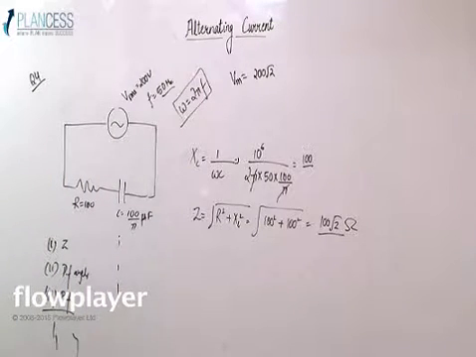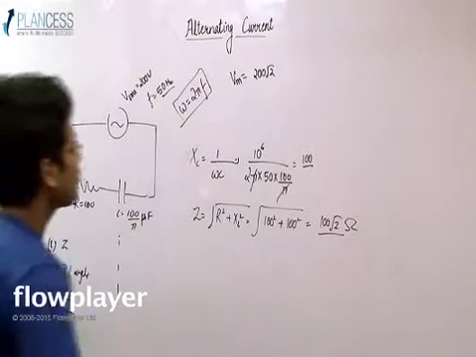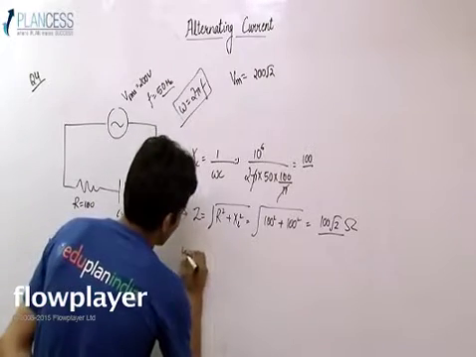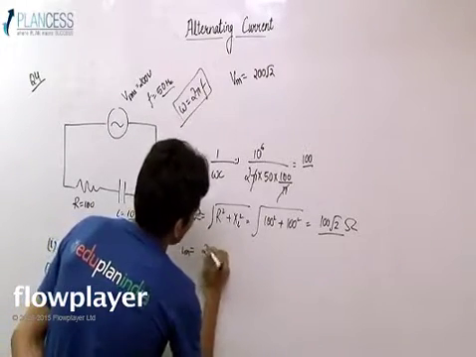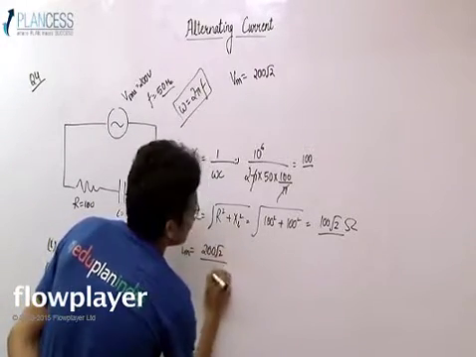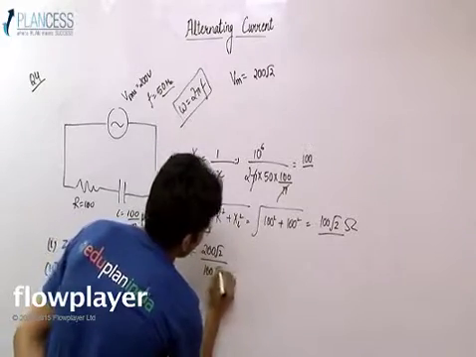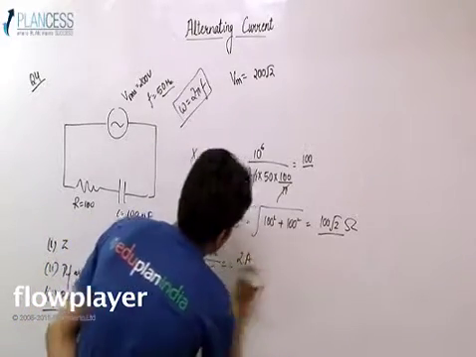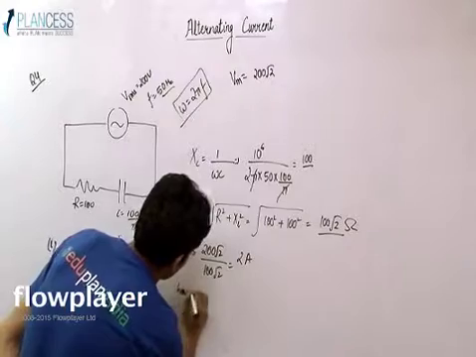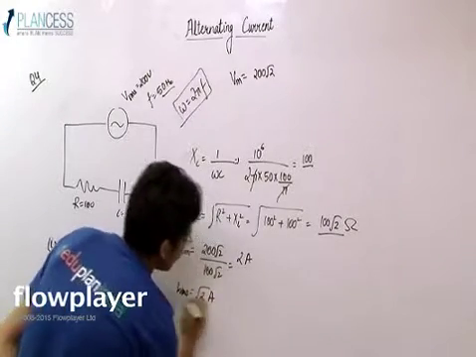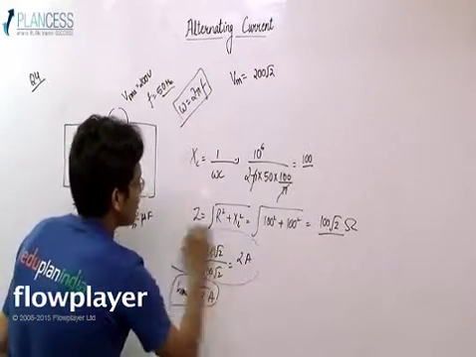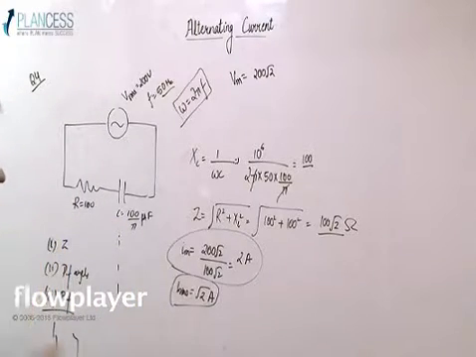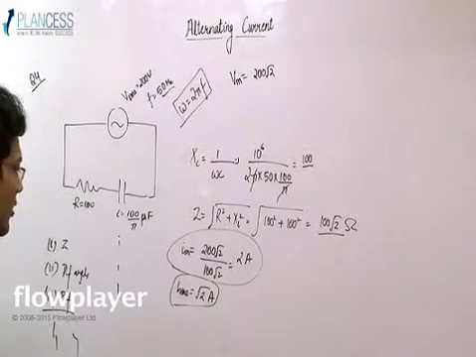Now that I got the impedance, we can easily find out the maximum current. Maximum current would be 200 root 2 upon impedance, that is 100 root 2, which would be 2 ampere. Thus I can find the value of IRMS, which would be root 2 ampere. So I got the maximum current, the impedance, and the RMS current.